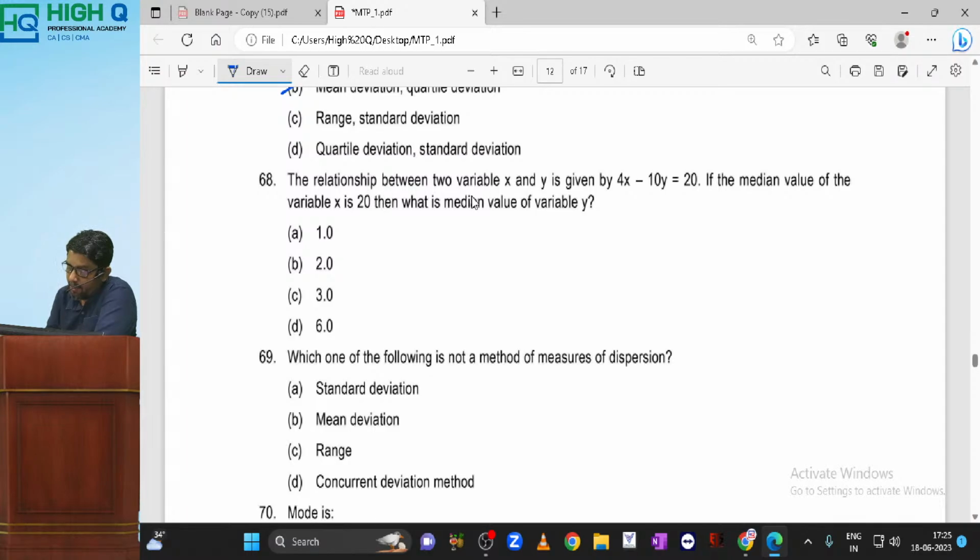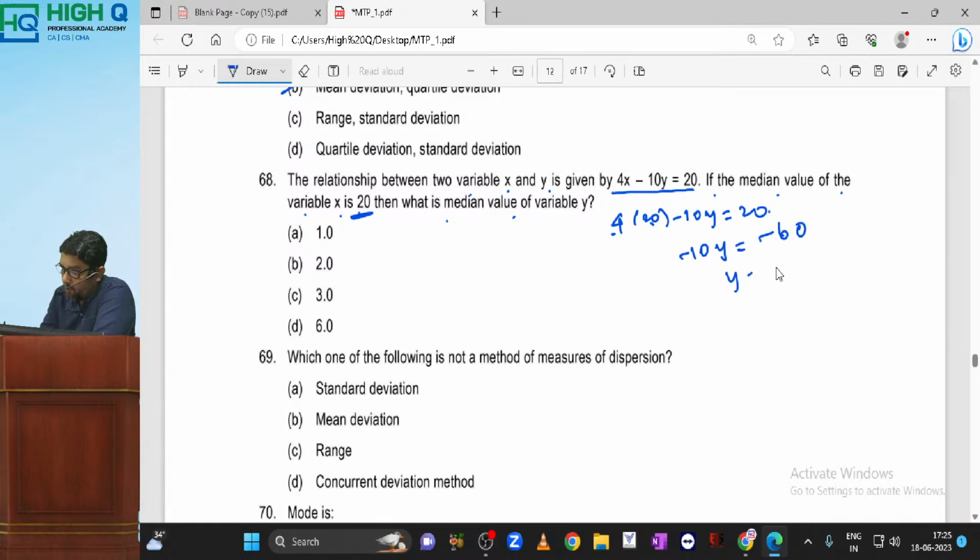The relationship between two variables x and y is given as 4x minus 10y equal to 20. If the median value of the variable x is 20, then what is the median value of the variable y? Directly the value of x is to be substituted, my dear. So 4 into 20 minus 10y is equal to 20. 80, so minus 10y is equal to minus 60. Y is equal to 6.